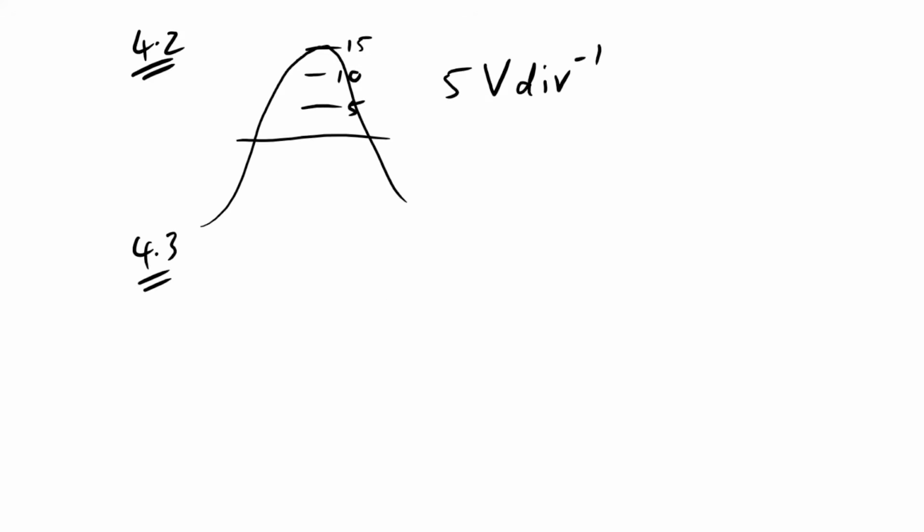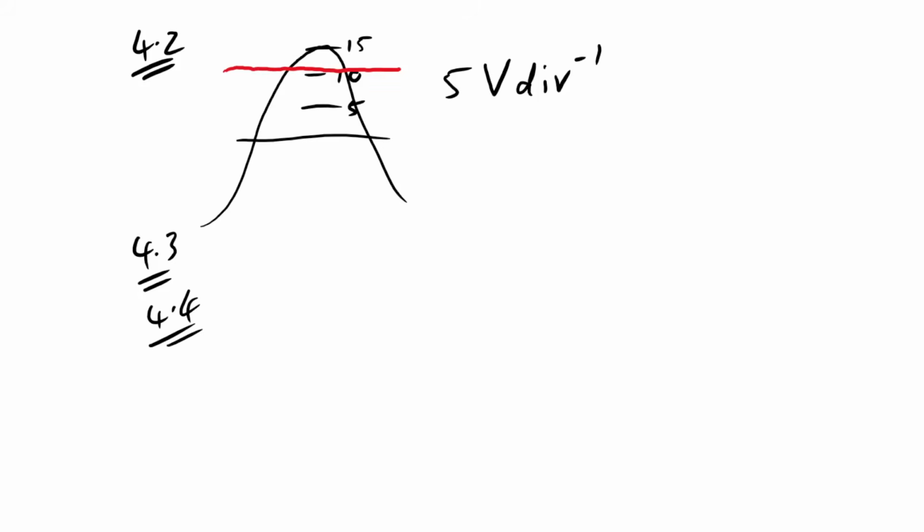4.3. A DC supply gives the same rate of energy. Draw the equivalent of what it would be. Well, we know that we've already calculated it at 10.6, so all we have to do is draw a line at 10.6 volts. That's the DC equivalent. Easy peasy.